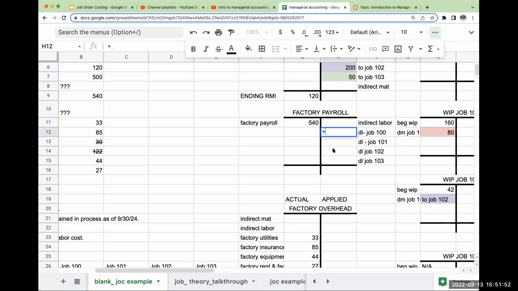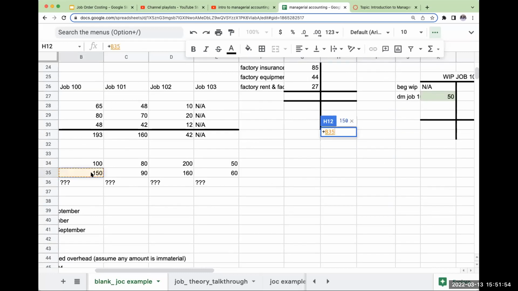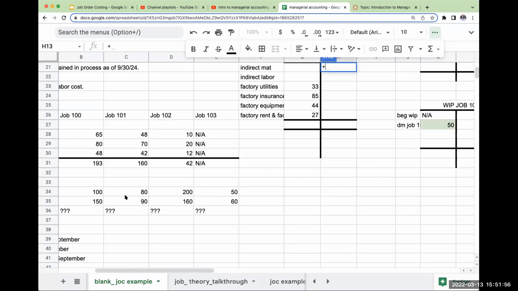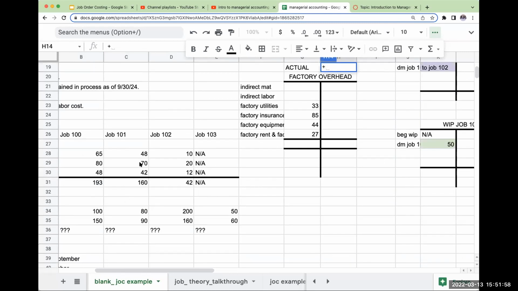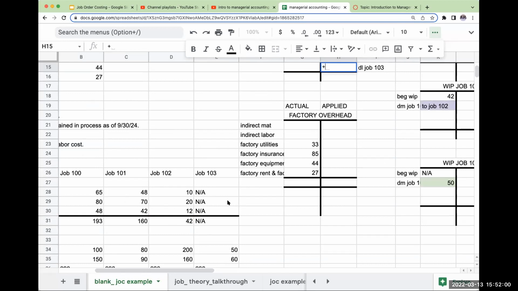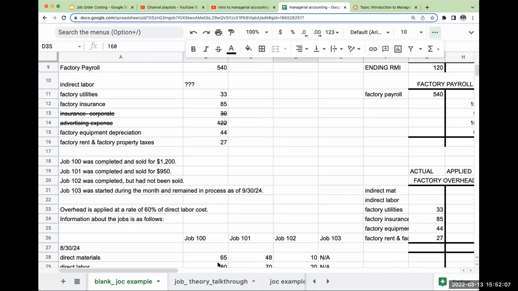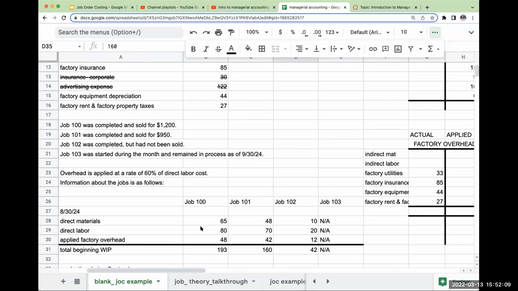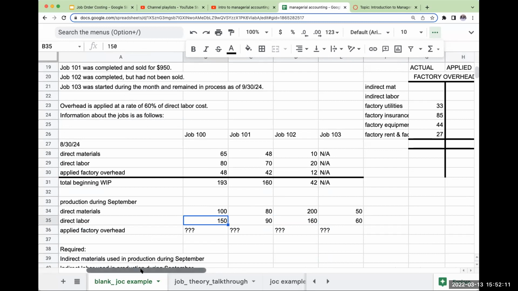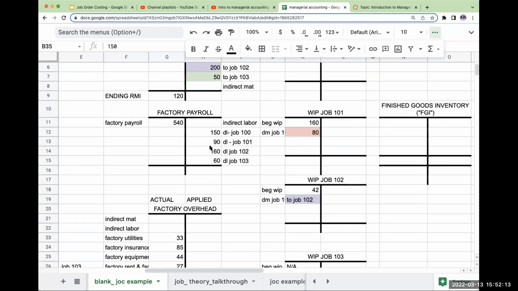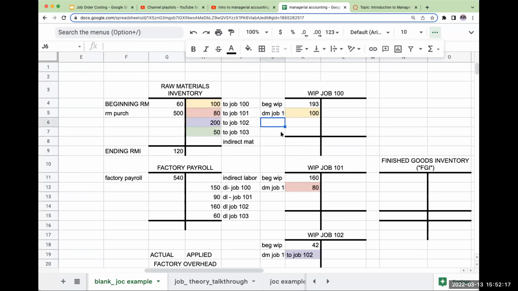So right over here, my direct labor for job 100 is 150, job 101 is 90, job 102 is 160, job 103 is going to be 60, right? So I'm just pulling these amounts right over here. Just check our numbers again. It's 150, 90, 160, and 60. Okay, so these are all going to go over here.